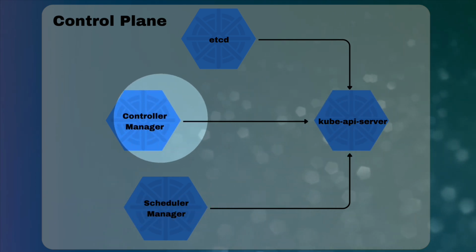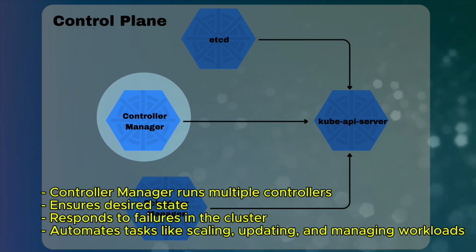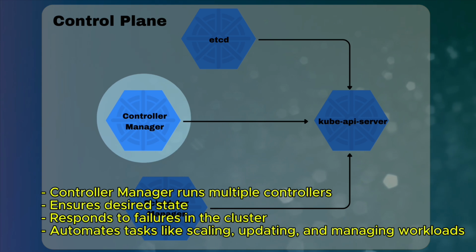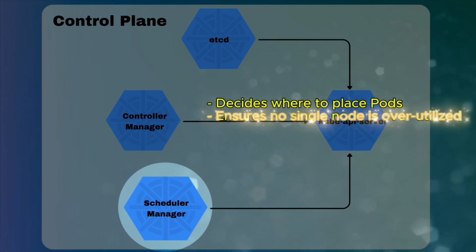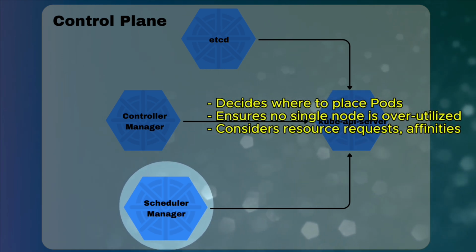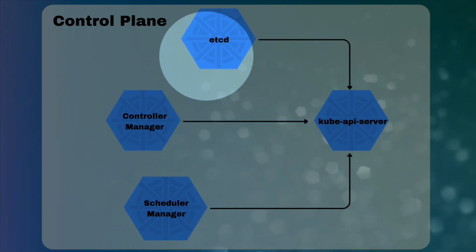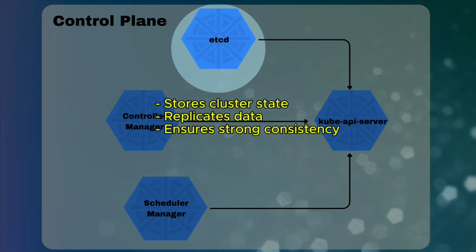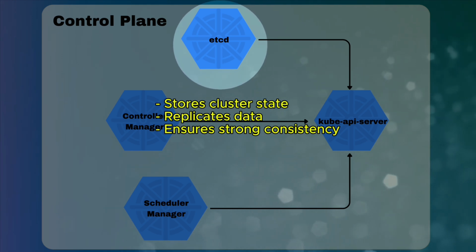Controller manager ensures the cluster is in the desired state by monitoring and responding to changes. It restarts the pods if required for self-healing. Scheduler assigns pod to specific worker nodes based on resource availability and requirements. etcd is the brain of Kubernetes, storing all cluster state and configuration data in a distributed key value store.